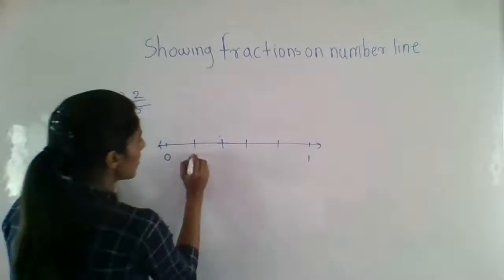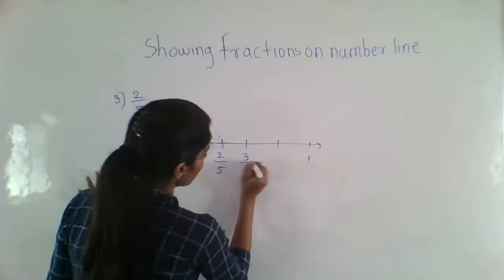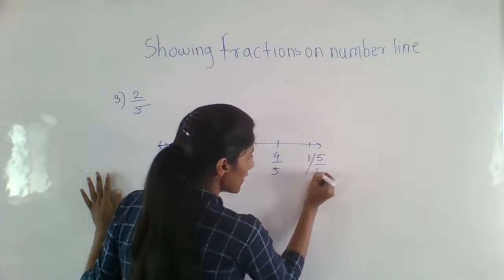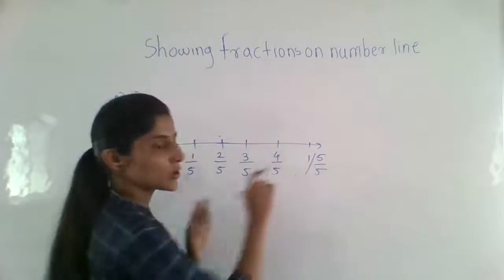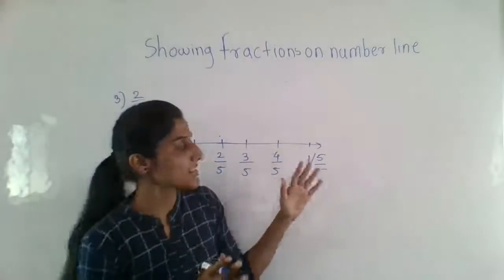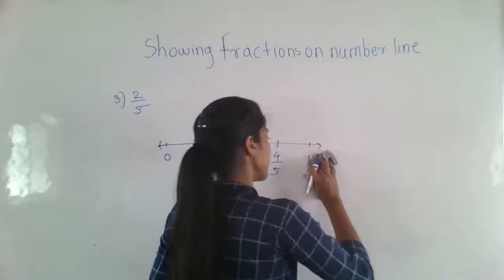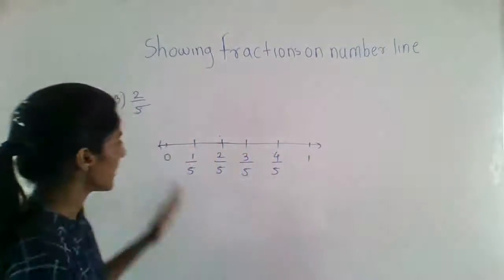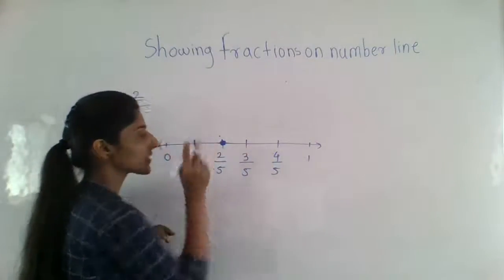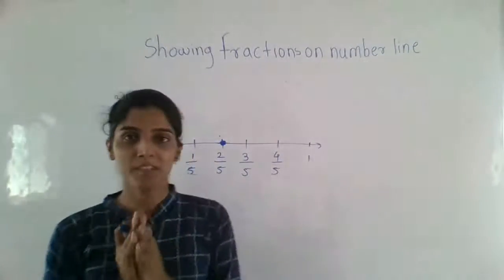So write 1 by 5, 2 by 5, 3 by 5, 4 by 5. Here 5 by 5, and we know that 5 by 5 is equal to 1. Understand? You can write 1 or 5 by 5, anything, but it is constant 1. What is our number? 2 by 5. Now see here, that is our 2 by 5. You can show it like this on the number line.